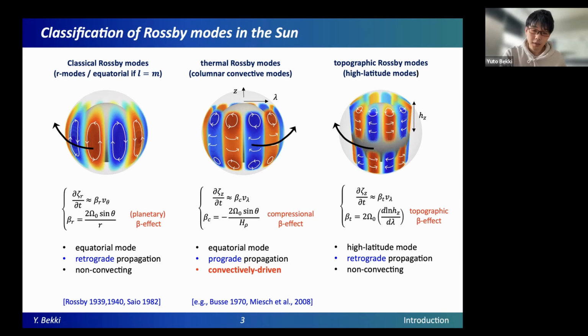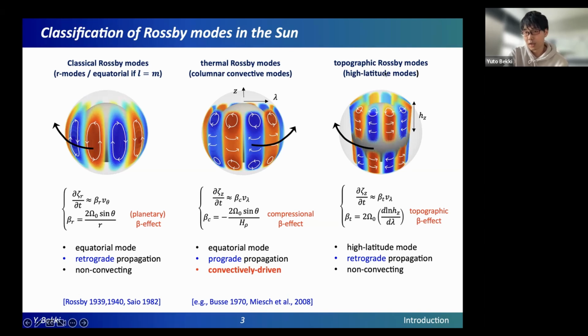The thermal Rossby modes are prograde propagating waves of Z vorticity, where Z denotes the axis parallel to the rotation axis. They originate from the compressional beta effect, so the background density stratification is crucial for their excitation. And they are convectively driven.